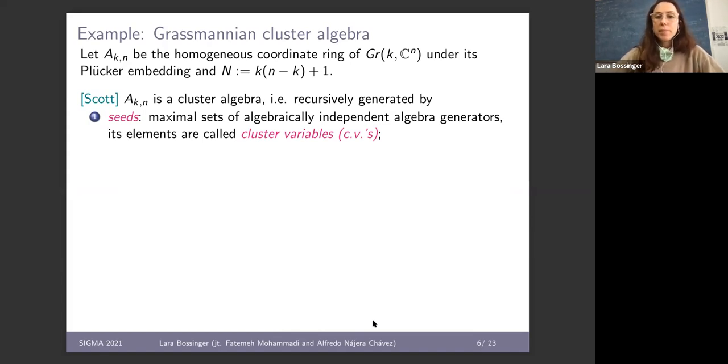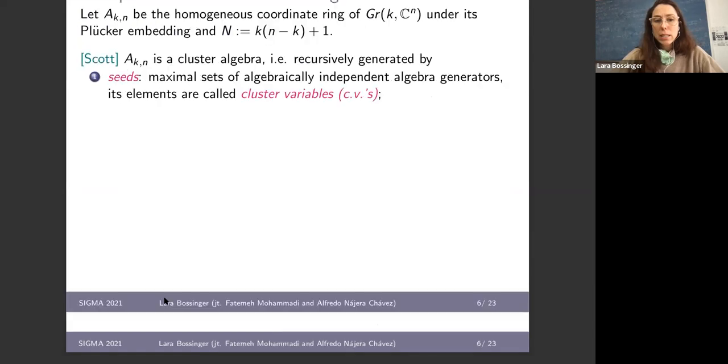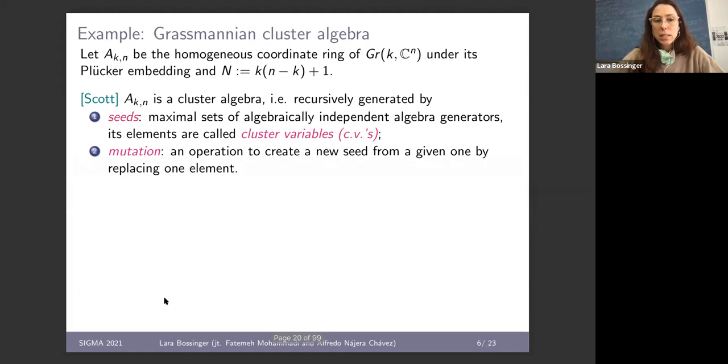So very briefly, that means it is recursively generated by maximal sets of algebraically independent algebra generators, which are called seeds, and whose elements will be called the cluster variables. And there's an operation called mutation that creates a new seed from a given one by replacing exactly one element.